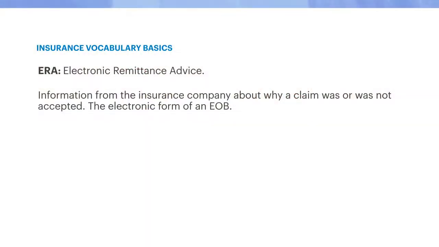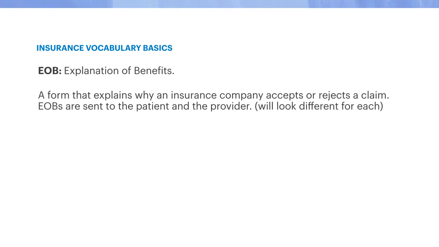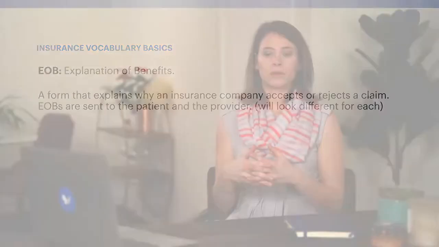Next, you'll have to know about ERAs, which are electronic remittance advice. That means the online information that you will get from the insurance company about the bill or about the EOB, which is the explanation of benefits. So an ERA is basically the online version of an EOB. EOBs are usually paper and they will send those to you, so you can save some trees and have them do an ERA for you.